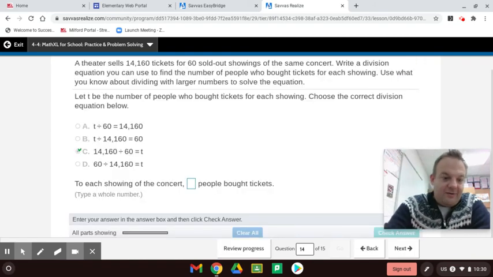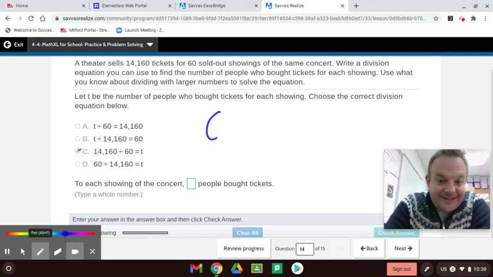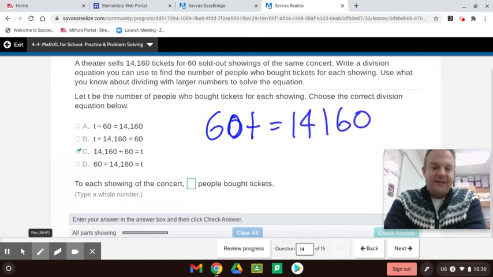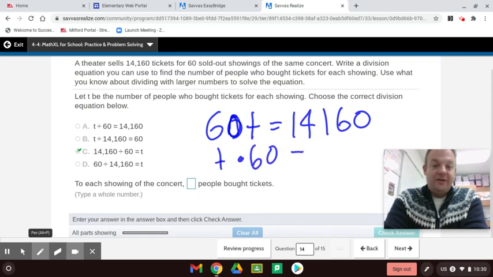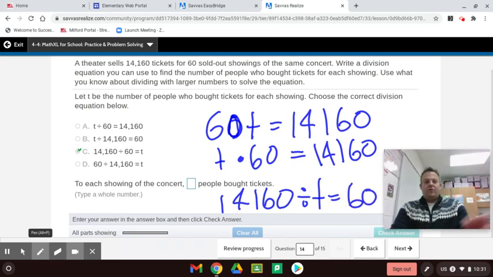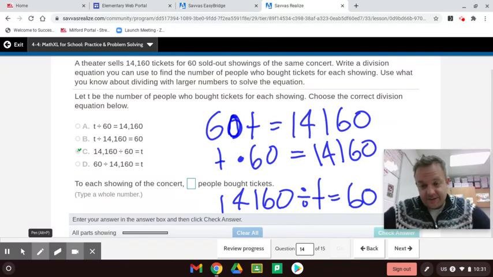Okay, now sometimes, guys, they're going to have 60 times T equals, that will be the answer sometimes too. They might have one where you have to pick 2 and you'd have to make a fact family. And you could also do T times 60. That's the commutative property. So you could also do that. And then this one is also one of them. 14,160 divided by T equals 60. So those 4 would all be correct because of fact families.